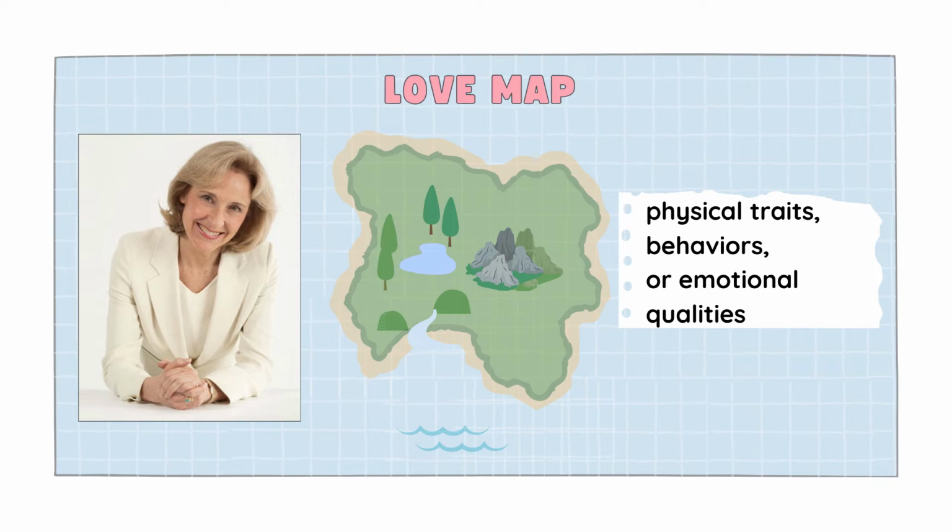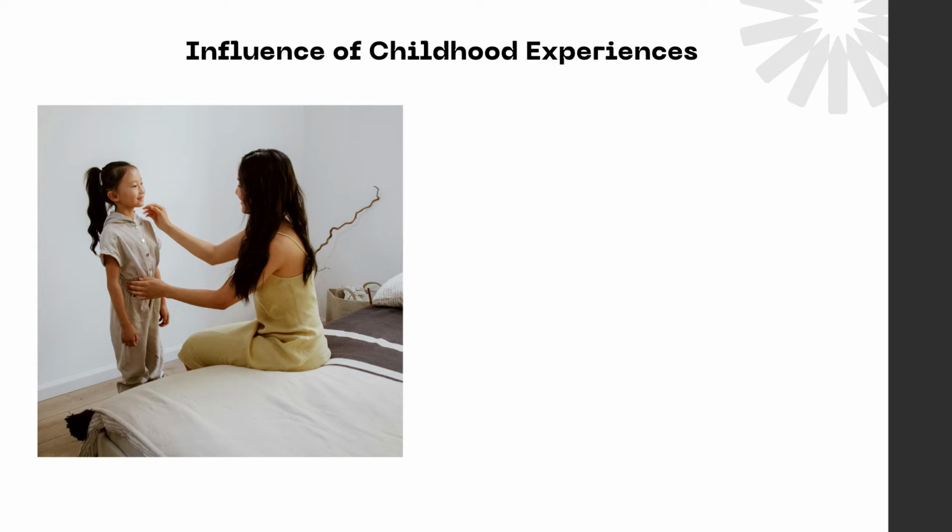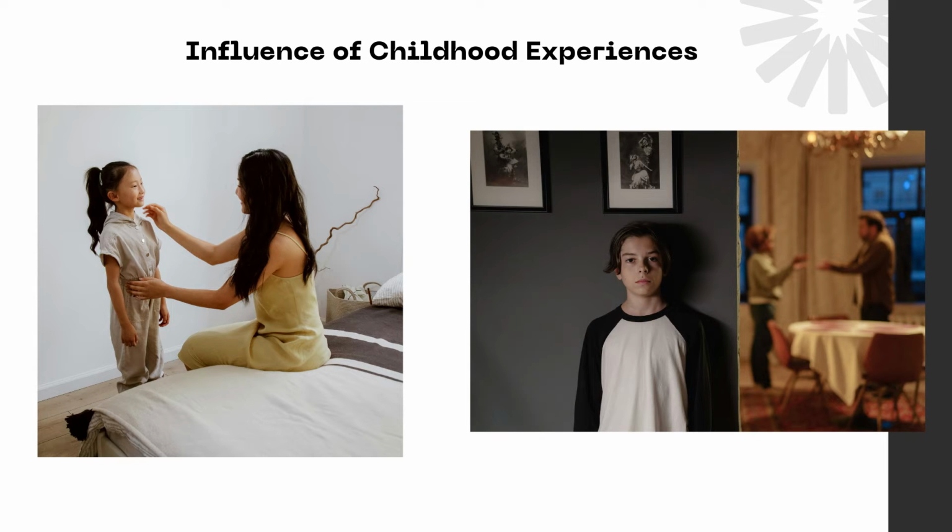Now, whether it's physical traits, behaviors, or emotional qualities, these preferences are influenced by how we experience love, attachment, and care growing up. For example, someone raised in a warm, emotionally supportive household may seek a similar dynamic in their adult relationships, while those raised in chaotic or unpredictable environments may be drawn to partners that replicate those experiences, sometimes without even realizing it.